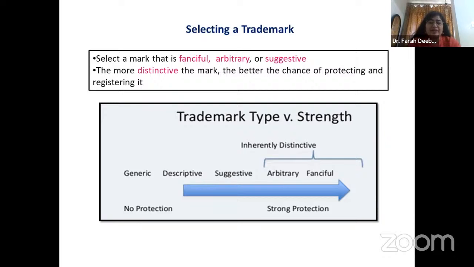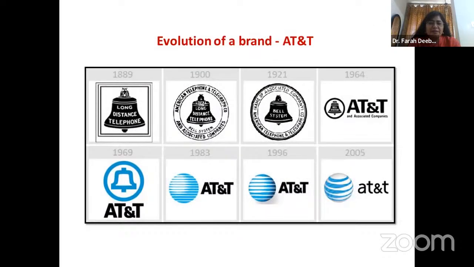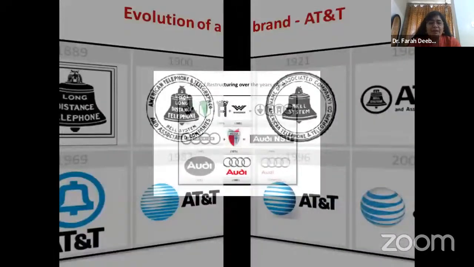So anything which is generic cannot be IP, because for intellectual property you need to have a distinct identity. So please keep it in your mind when you create any trademark. So let's see AT&T Bell. From 1889, where there was a bell, to now AT&T in this era, how it has evolved. And there's a history behind all these institutions that have been developed.